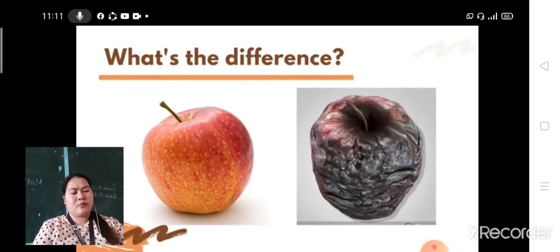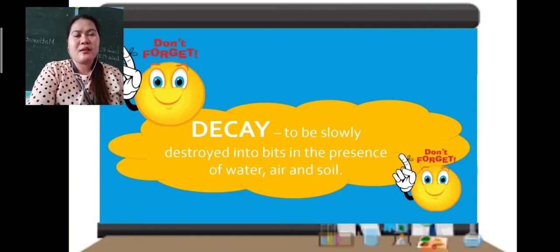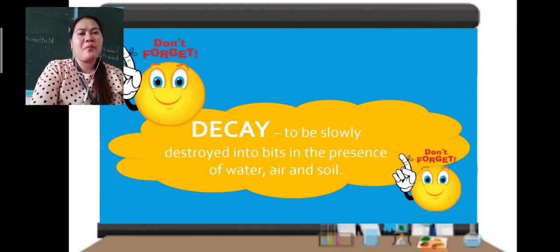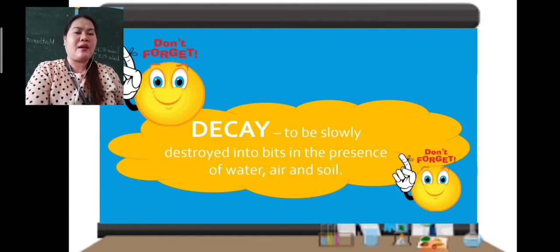Why is it, class, that materials undergo decay? What do you think? It is due to the presence of light, soil, water, and the action of microorganisms. Very good. Always remember, class, that decay is being slowly destroyed into bits in the presence of water, air, soil, and microorganisms. Okay, that's all.